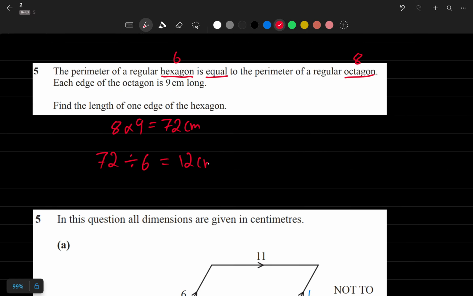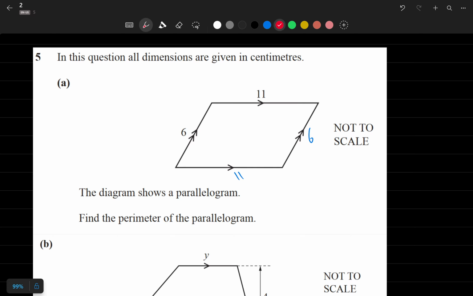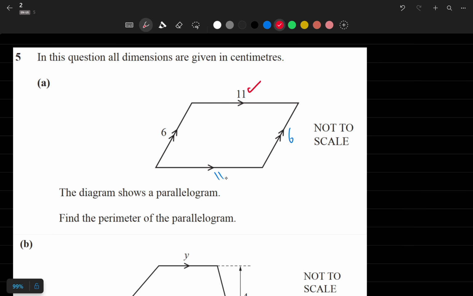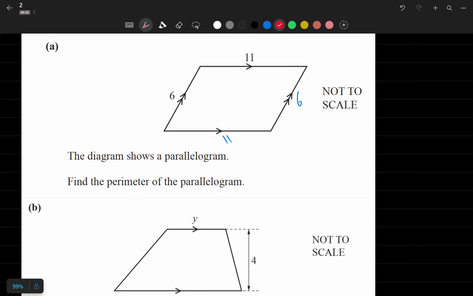Moving on, in this question all dimensions are given in centimeters. So if this is 11, this is parallel and equal, so this will also be 11 as the shape is regular. So this is 6 because this is 6. This is a parallelogram. So the question says the diagram shows a parallelogram. Find the perimeter of the parallelogram. So 11 plus 11 is 22 and 6 plus 6 is 12. So 22 plus 12 gives you 34 centimeters. Don't forget to put the units.